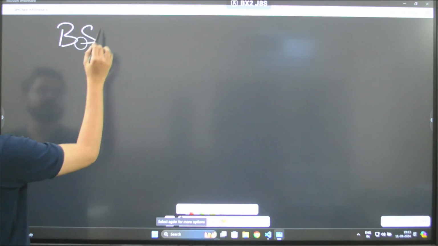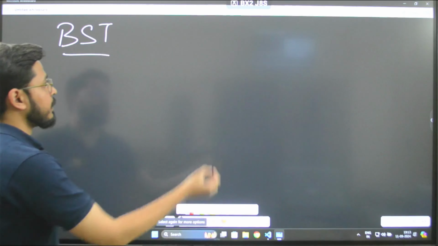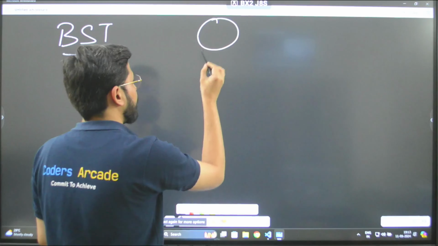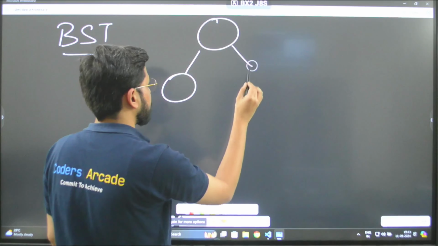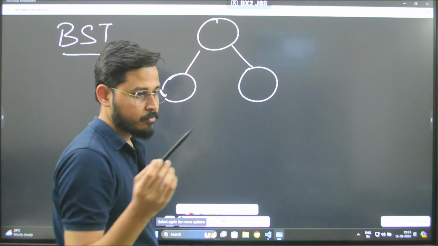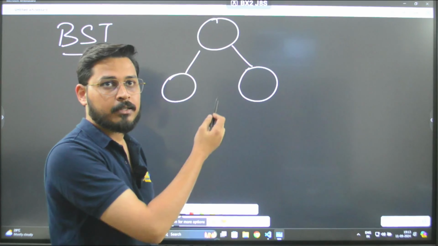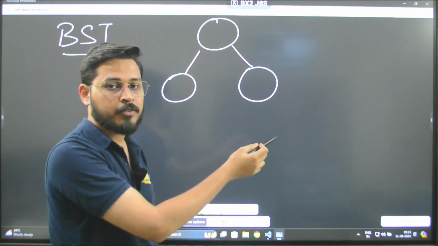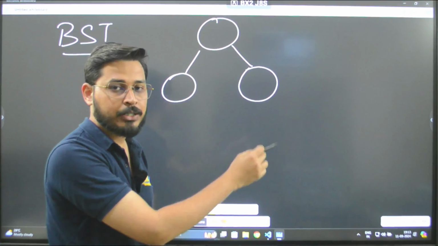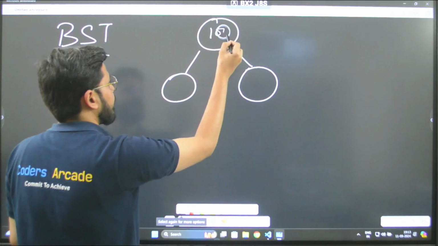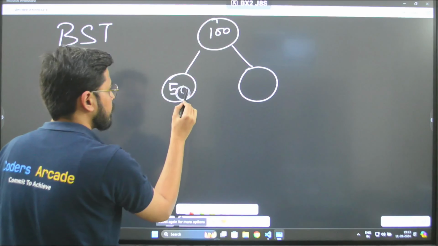In a binary search tree, we have understood that it is a kind of tree where the data which is smaller than the root is kept on the left-hand side, and the elements greater than the root node are kept on the right-hand side. So let us say if this is 100, this is going to be 50, and this is going to be 150.